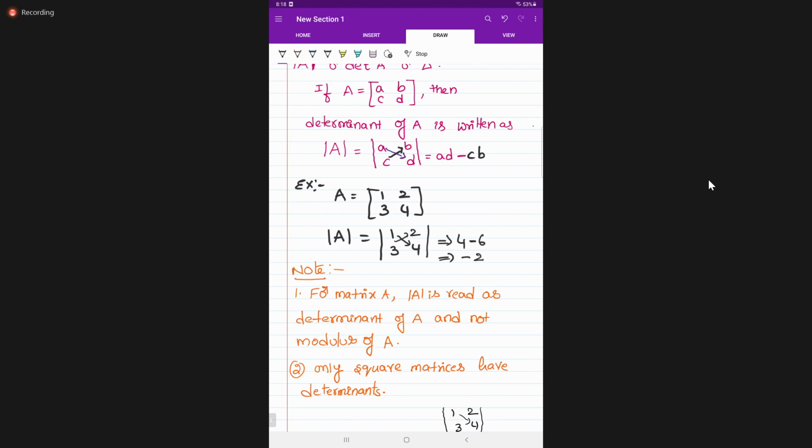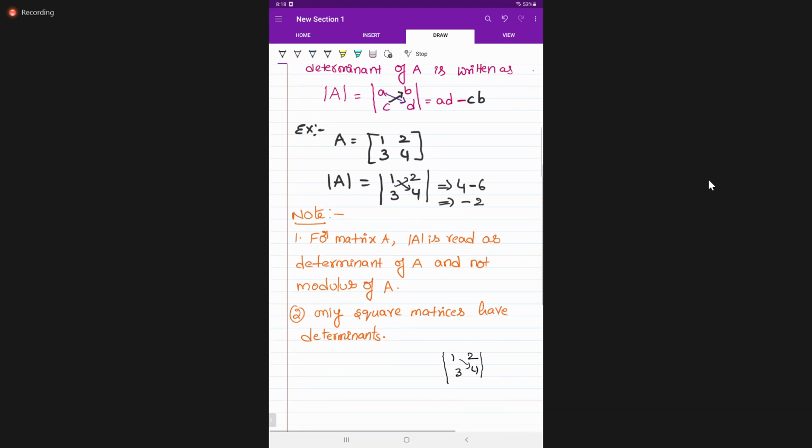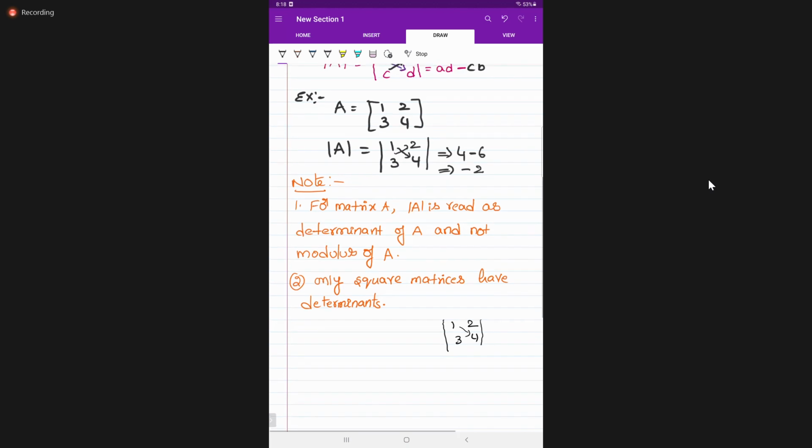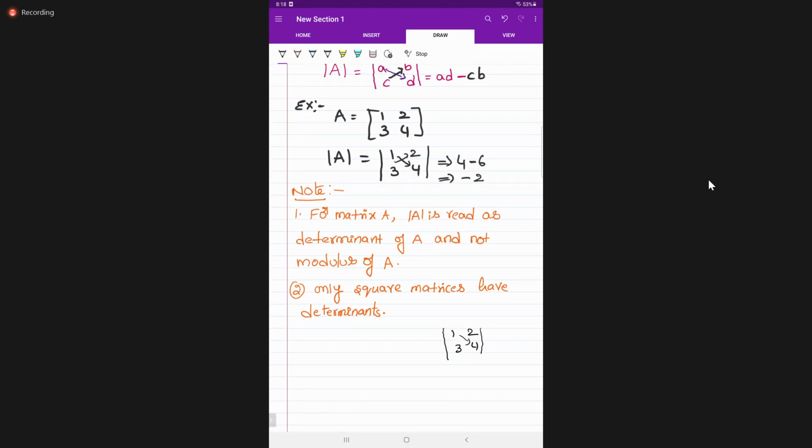Can you show the note, ma'am, once? Ma'am, can you just tell the marking scheme for CBSE for this chapter? Yeah, I will tell you at last. I will share the model question papers, chapter wise. Don't worry.